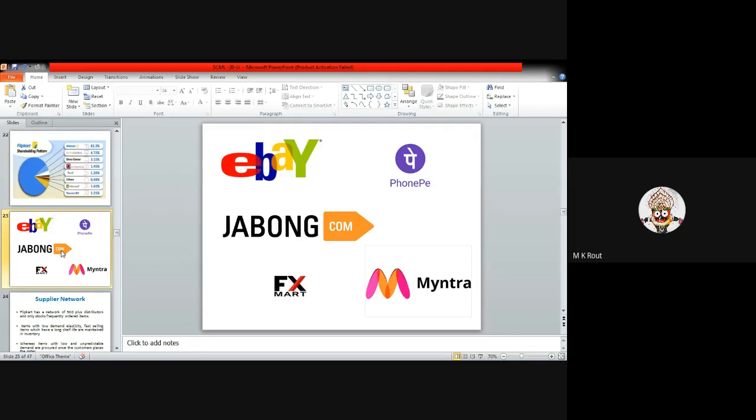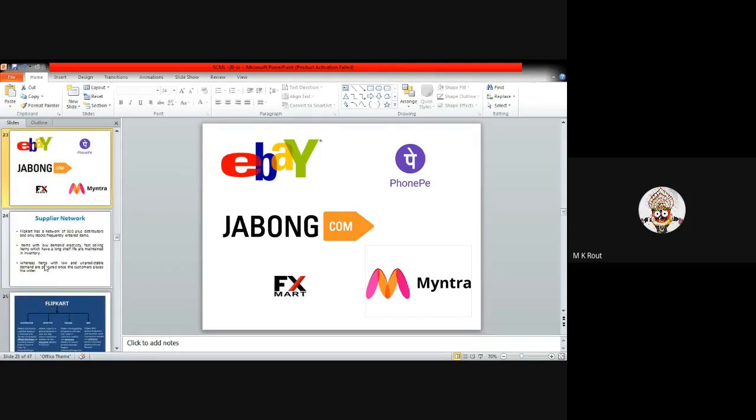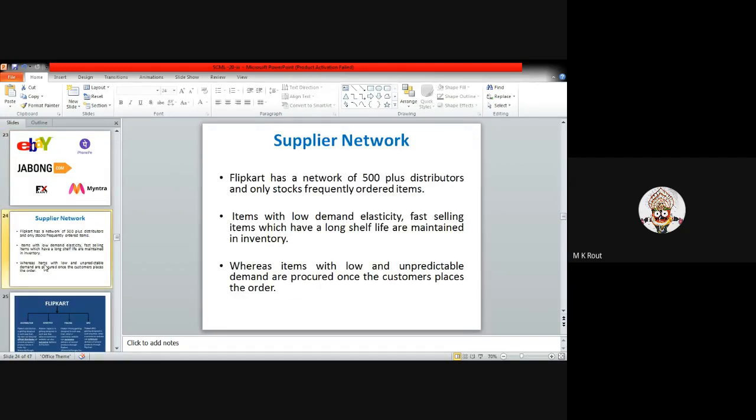The next one is these are the companies made by Flipkart or acquired by Flipkart. First one is eBay. The next one is Jabong. The next one is FX Mart. The next is PhonePe. It is very famous for online payments. And the exclusive brand for garments, clothing, and accessories, they have started Myntra. Moving to the next part, the most important thing is supplier networks.